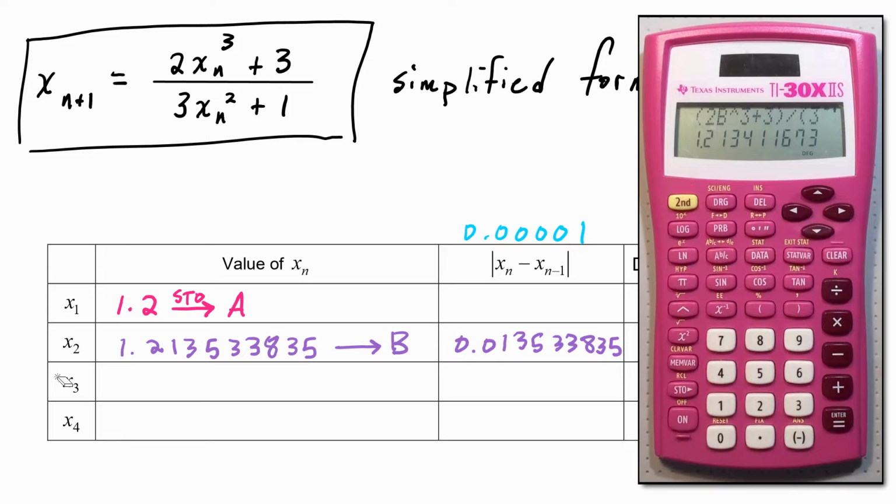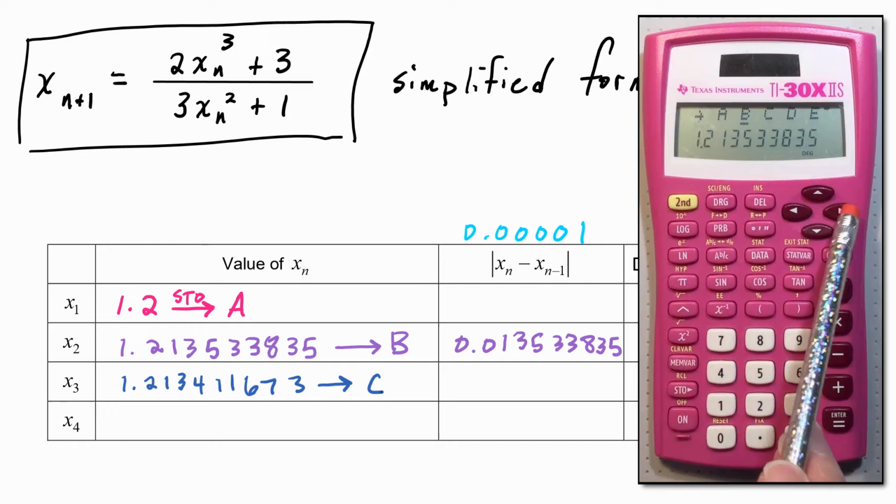Hit enter, and now you have that x3 is equal to 1.213411673. And I'm going to store that into location C. So let's store, move the cursor over to C, and hit enter.